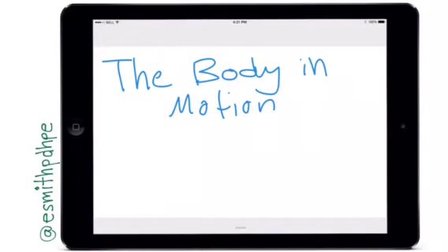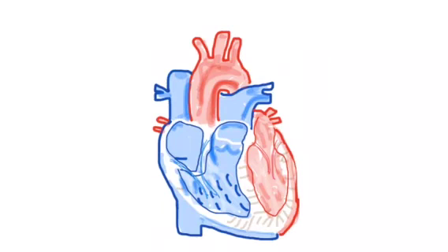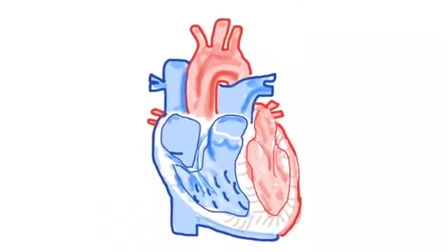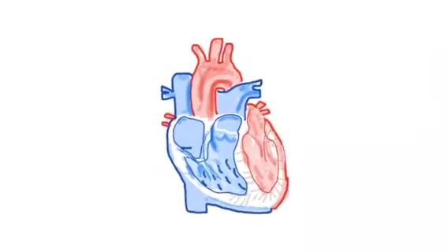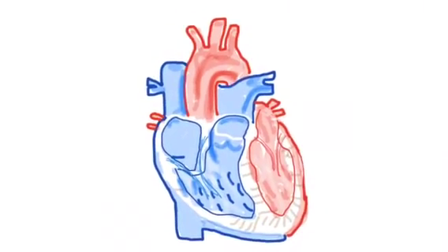Today we're having a look at the body in motion and in particular the structure and function of the heart. So when we look at the heart, we need to understand that the heart is a muscular pump and it contracts rhythmically and it provides a force when it pumps so that blood can be circulated around the body.